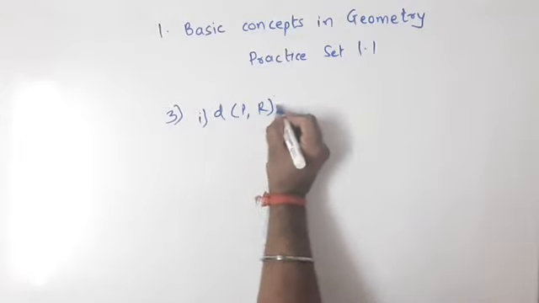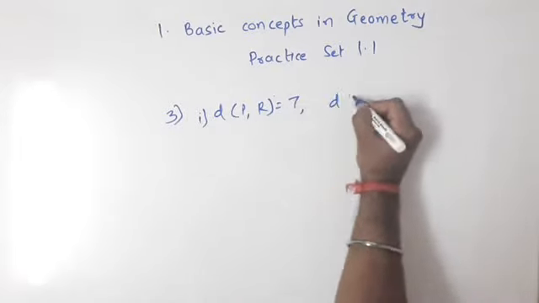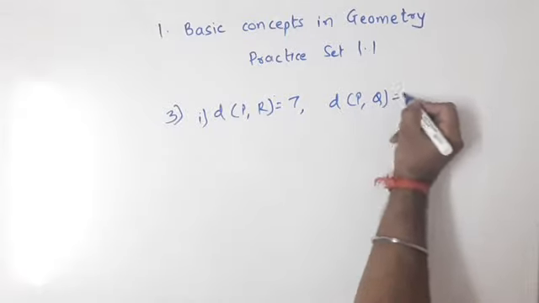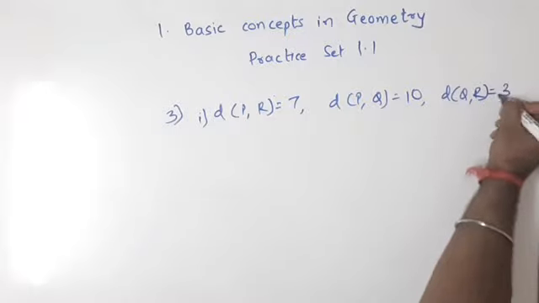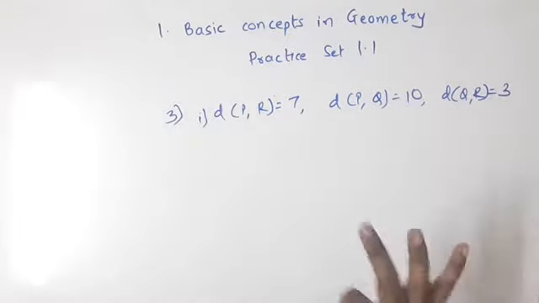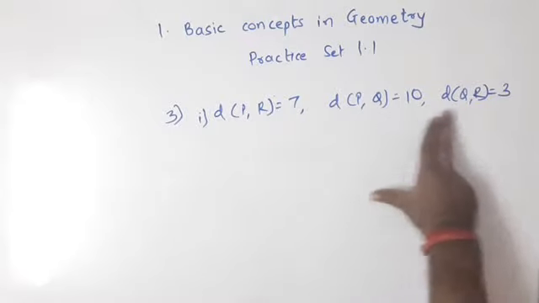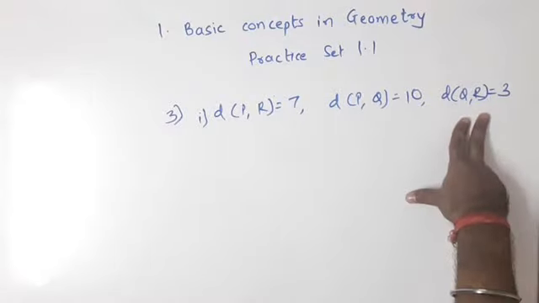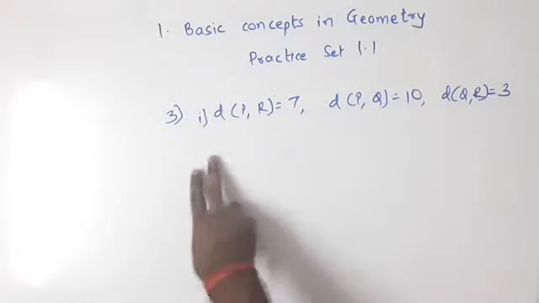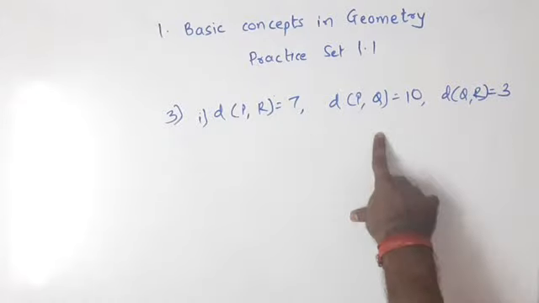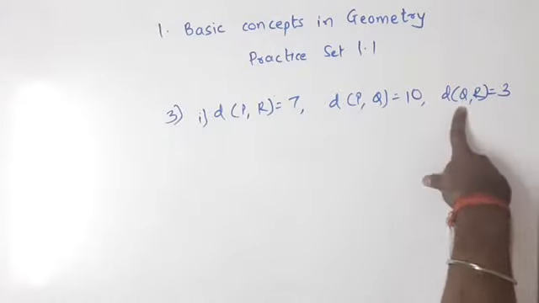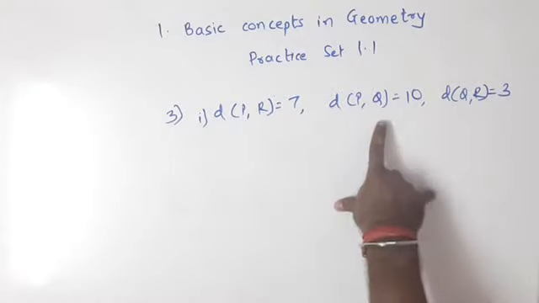Okay, now in the third one we have to find the betweenness. It means which point is between the other two. Like, you can see 3 distances here, PR, PQ and QR. Now first you have to see the distances in ascending order. This is the smallest, then comes this, and then comes this.